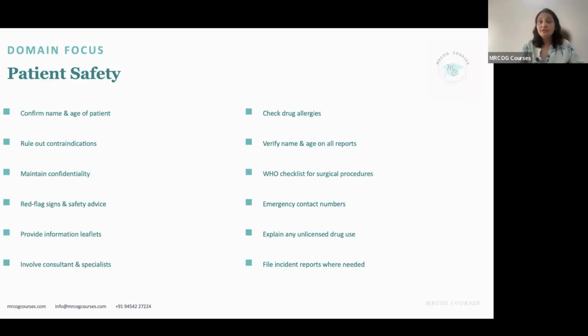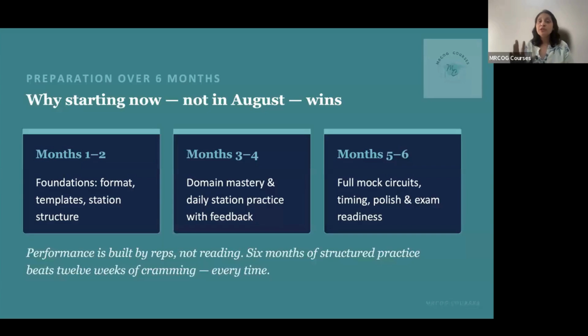Provide her written information leaflets. Involve the MDT, whoever is required. Then verify the name and age before you talk about any reports. Emergency contact number, WHO checklist for surgical procedures. So you can see these are repeated. And whenever we talk about the clinical governance parts, that is the incident reports and all, this is all a part of patient safety. So many things about patient safety. If you follow these norms, it is very good.